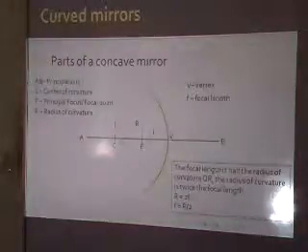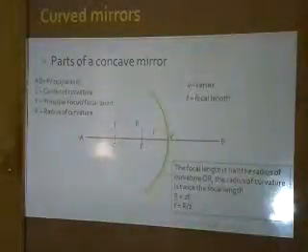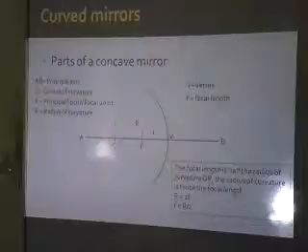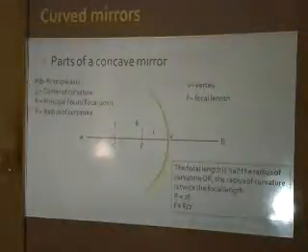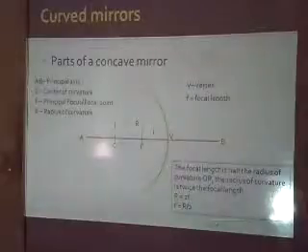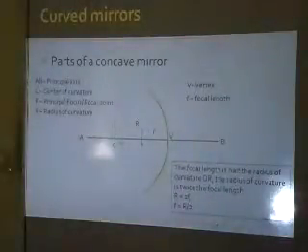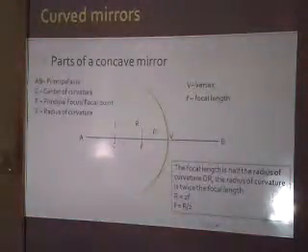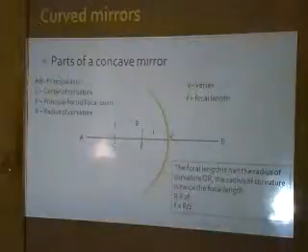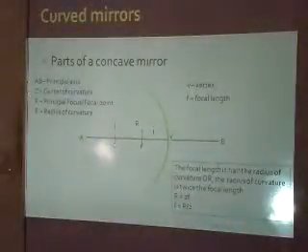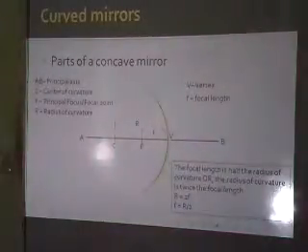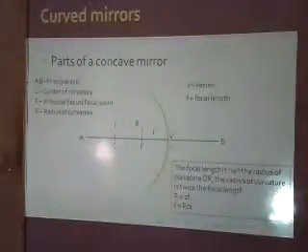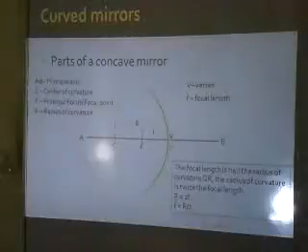After the point F, we have another point C. That point C is known as the center of curvature. That is assumed to be the center of the sphere from which that segment of the mirror was cut. From the center of curvature to the edge of the mirror, or the vertex of the mirror, also represented by V, the distance is known as the radius of curvature.